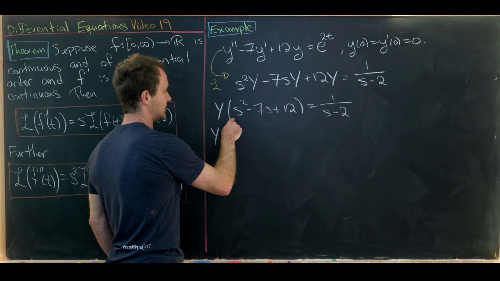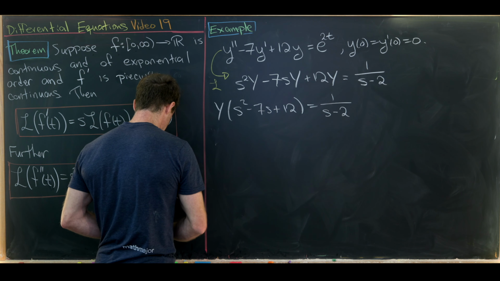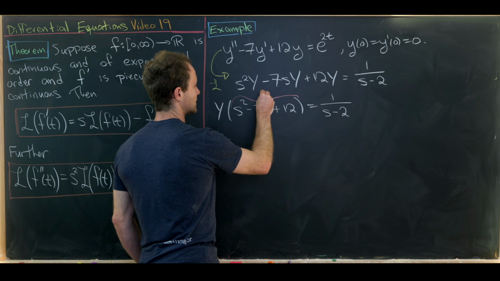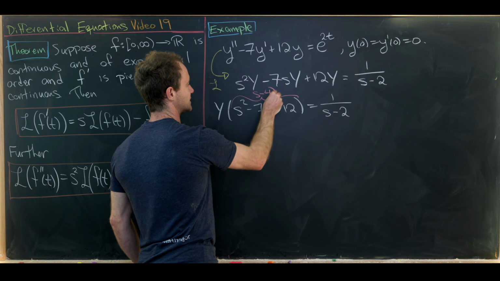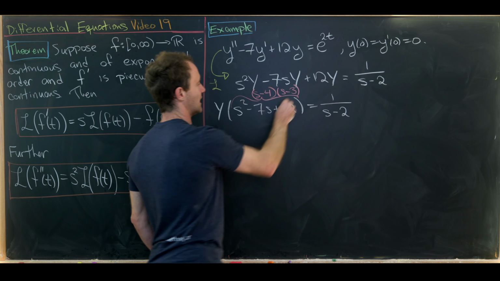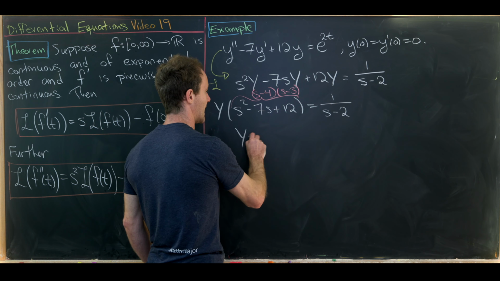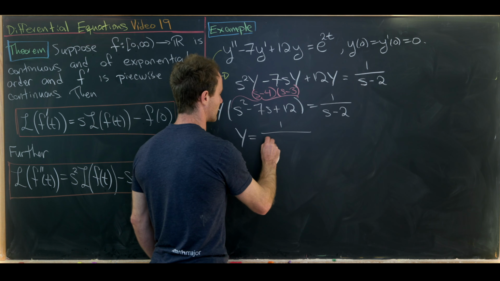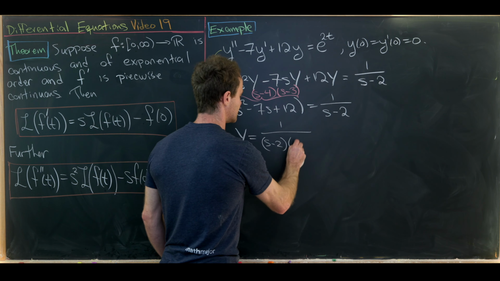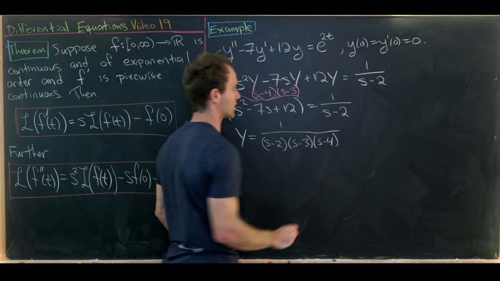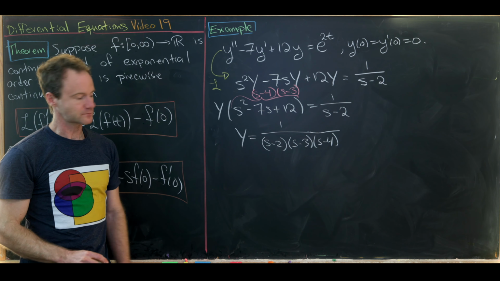Okay, so this thing factors. Actually, let's maybe do that in the margin. I think we have enough space. So this term factors as s minus 4 times s minus 3. I think that's pretty clear. So in the end, we'll have y equals 1 over s minus 2 times s minus 3 times s minus 4. So something like that.